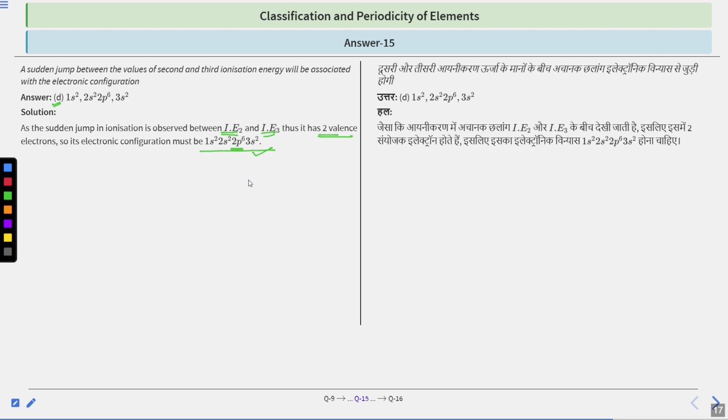But 2p6 is a stable subshell, right? 2p has the maximum filling of 6 electrons, right? So it is in a stable form. If we want to extract one electron from 2p6, we have to provide much more ionization energy. That's why you can see a sudden jump between the second ionization energy and the third ionization energy for the extraction of electrons. So this will be the correct electronic configuration for this concept, and thus option D is the correct answer. Okay, let's move to the next question.